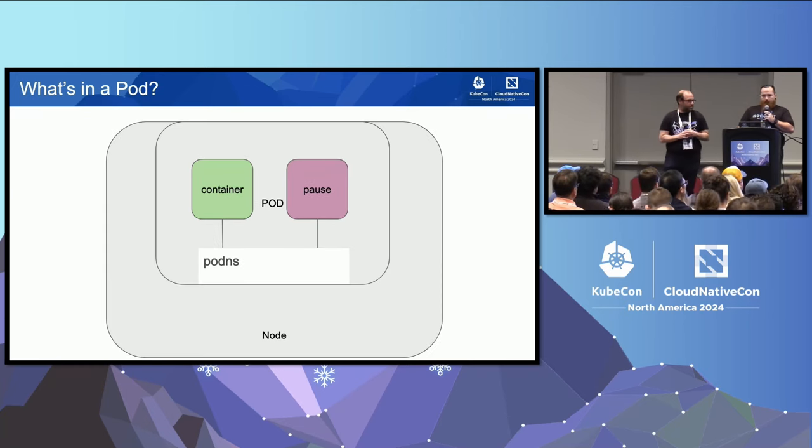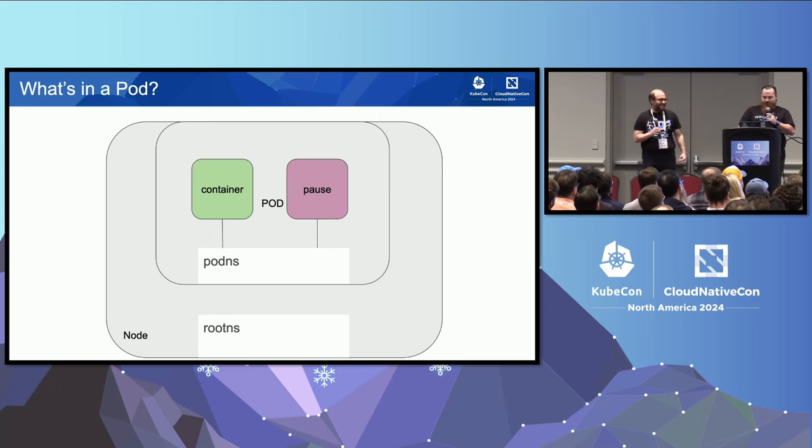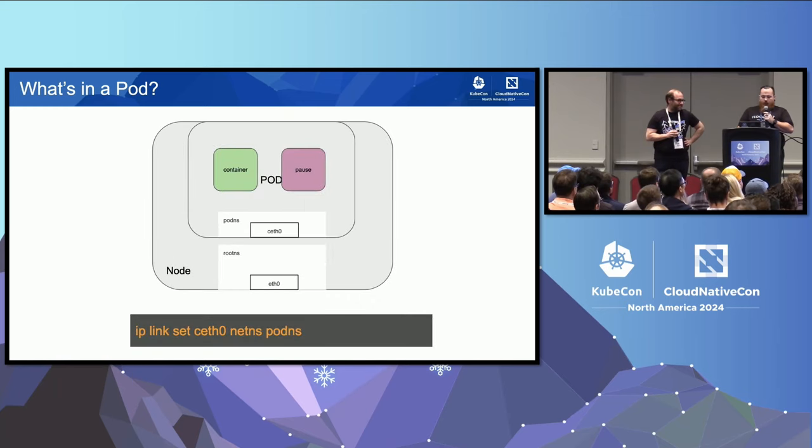And so pods run on nodes, right? We need a node until somebody figures out how to not do that. Even in ECS, you still need a node. And on a node, you have what is called the root network namespace. And that's where, by default, all interfaces go unless you tell it not to.